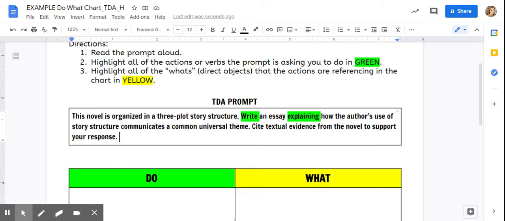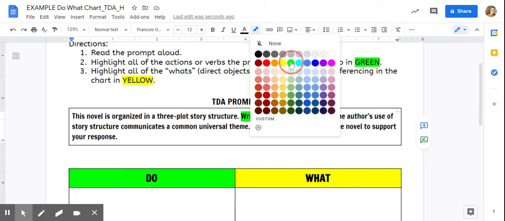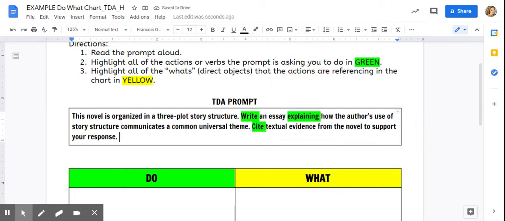Let's look at the third sentence. It says cite textual evidence. Cite is something that you actually have to do. Cite is a verb, so we'll highlight that green. And you know, because you've been doing this pretty much all year, citing is when you take a sentence or two or a word, something directly from a text, put quotes around it, and put the page number to show where you found it, and that those are not your words. That's what cite means, to give credit to the author.